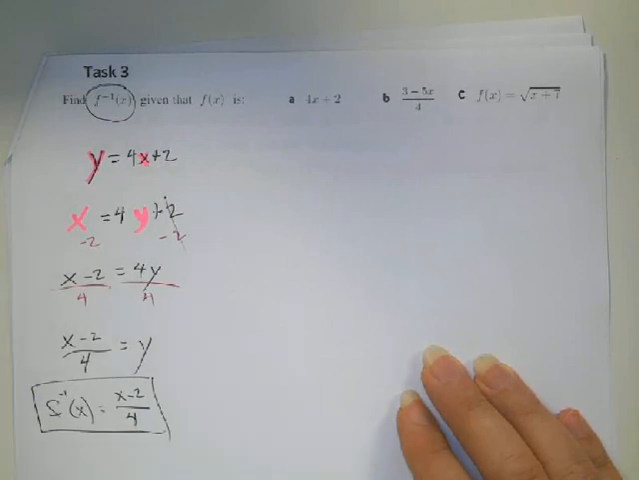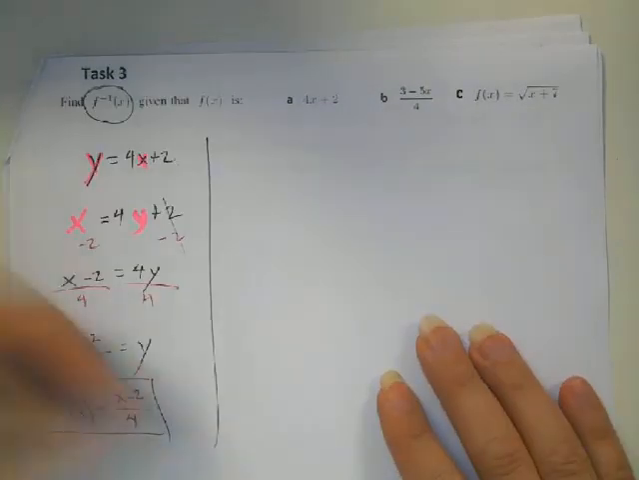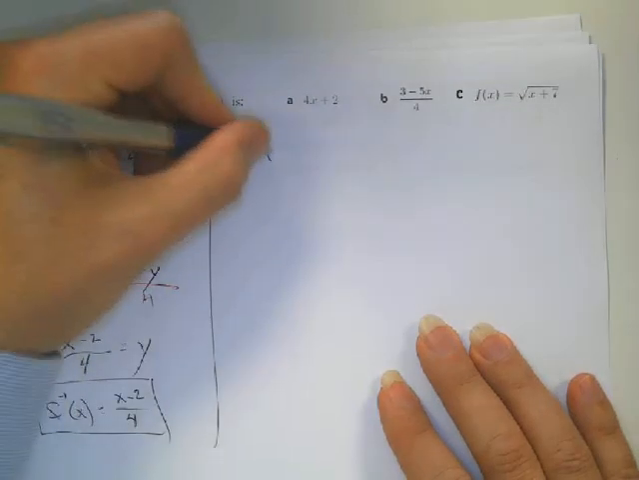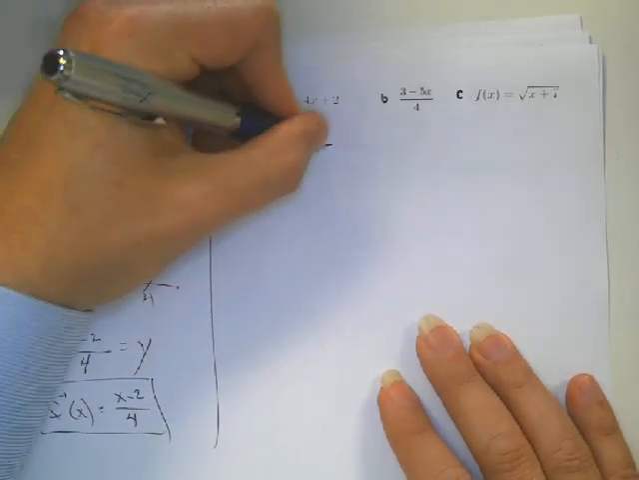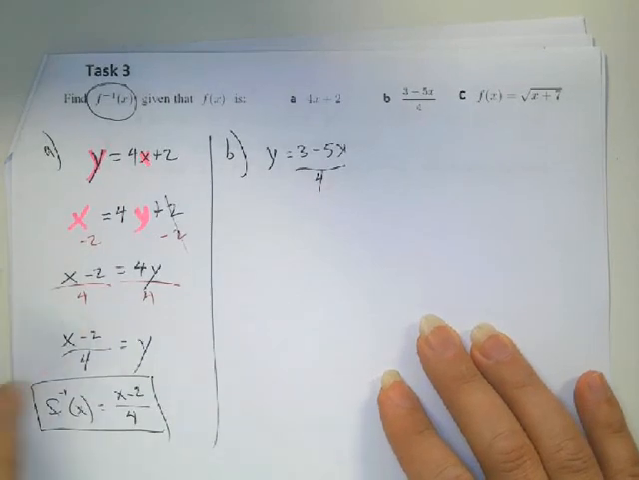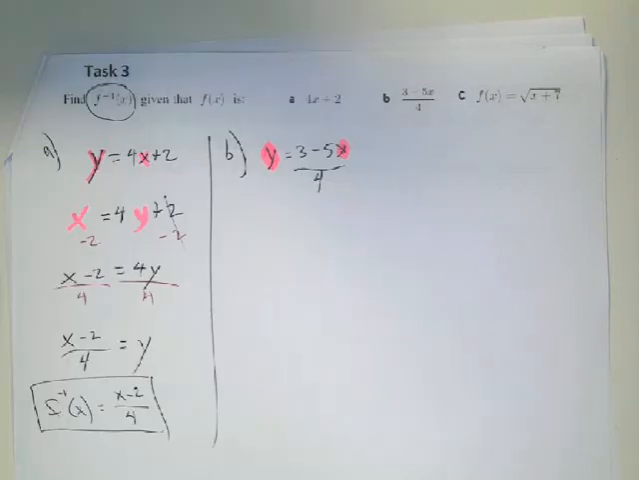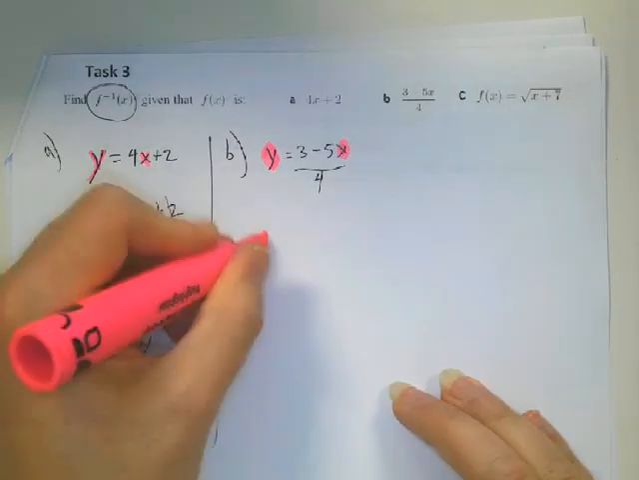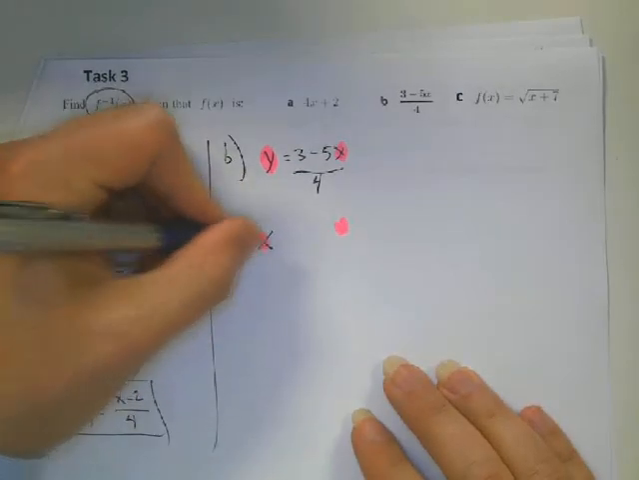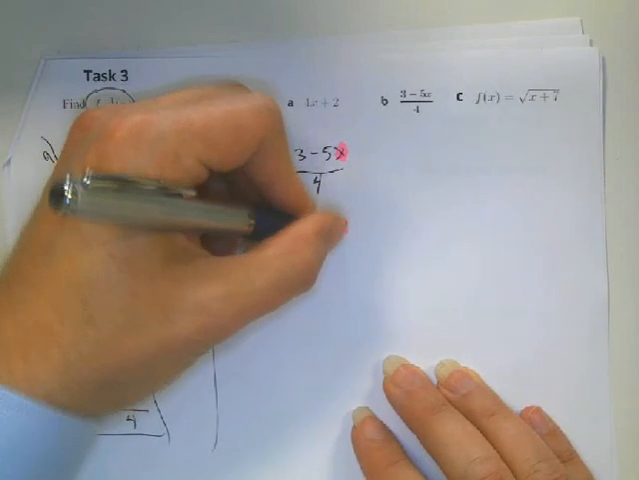Okay, so let's do the next one. We have y equals 3 minus 5x over 4. So I'm going to switch this guy and this guy. And so now I've got x equals 3 minus 5y over 4.